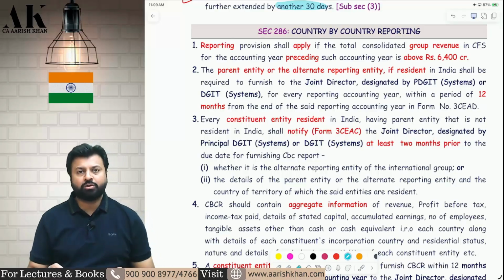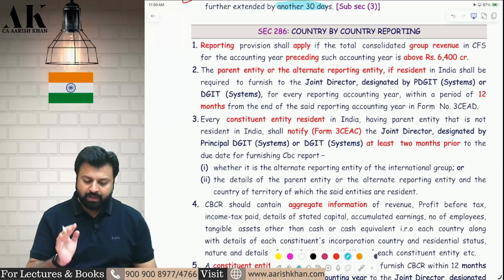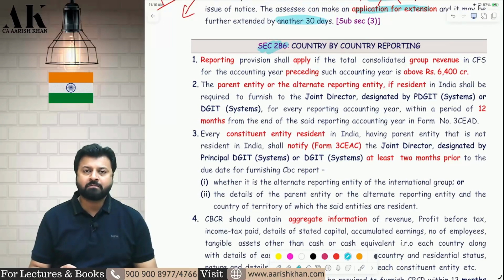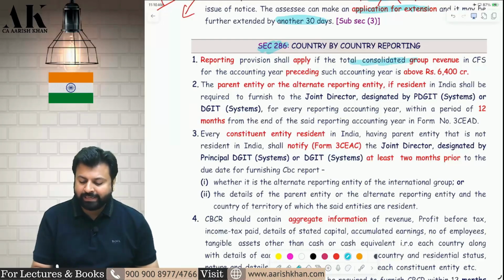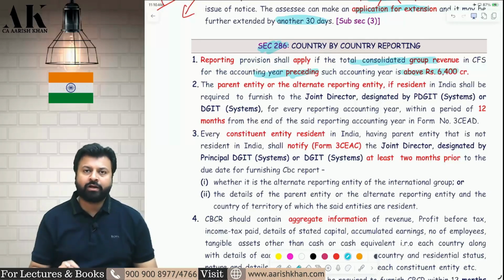Now we will talk about section 286 in detail as per the income tax law. I have just given you the gist of section 286 as per Action Plan 13. Now the first thing in section 286, country by country reporting, is when this reporting is mandatory. This reporting is mandatory if the consolidated group revenue of the last accounting year is greater than 6,400 crore.